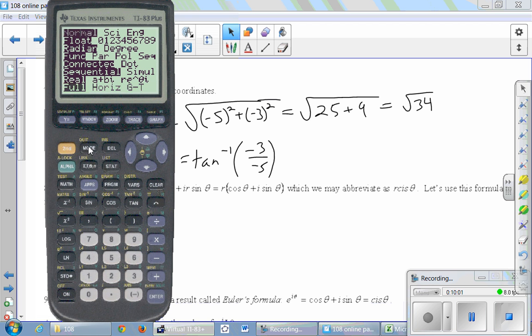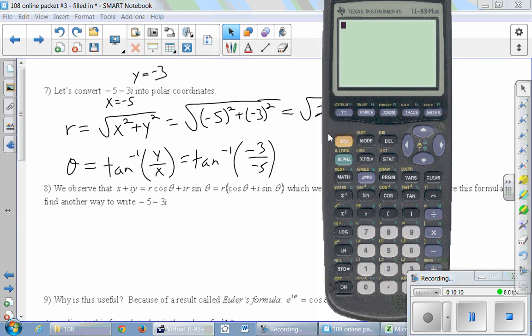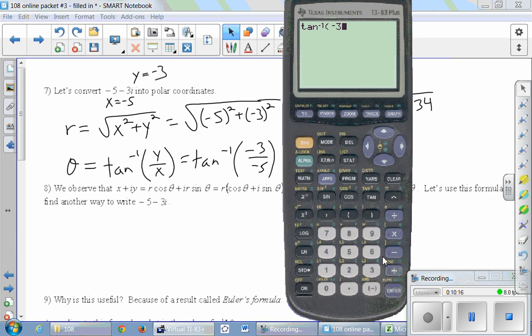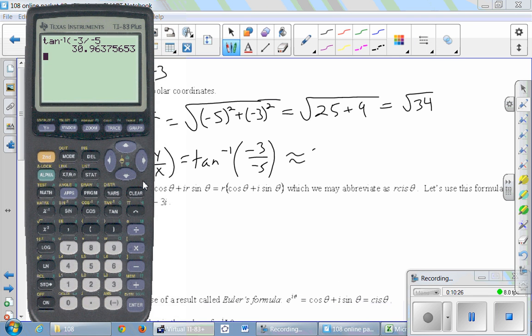Okay, whether you're in degrees or radians is not specified in this problem. I'm going to bail on radians just for the time being because we're a little more comfortable in degrees. But let's type this thing into the calculator. Inverse tan. So you don't need to type the negatives because, of course, they cancel, but I'll just type it. So we get about 31 degrees.